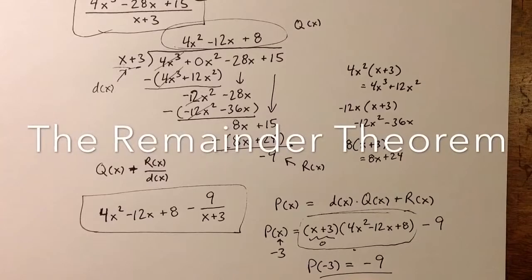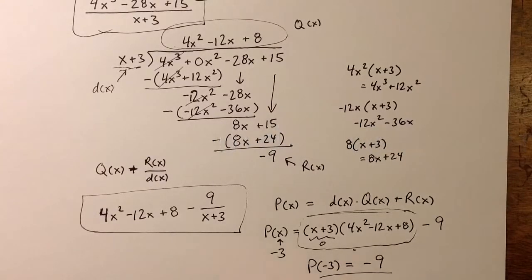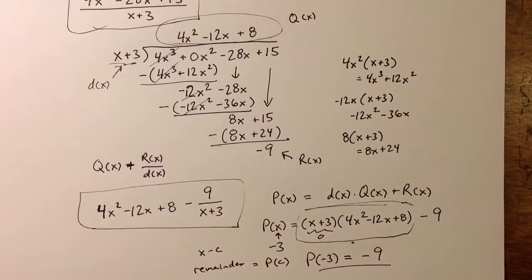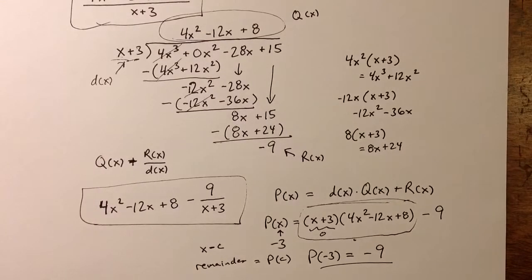That fact is called the remainder theorem. If we divide by something that looks like x minus c, then the remainder equals p of c. So since we divided by x plus 3, the value of c would be negative 3, and we were able, from the remainder, negative 9, to find the value at negative 3, the value of the numerator expression.